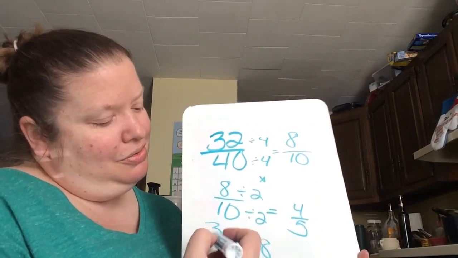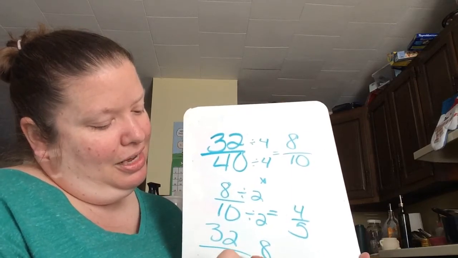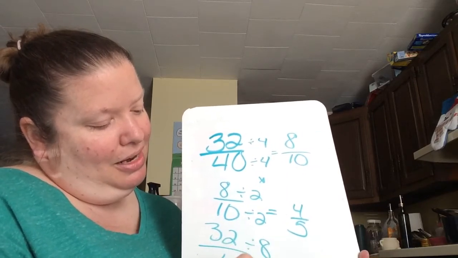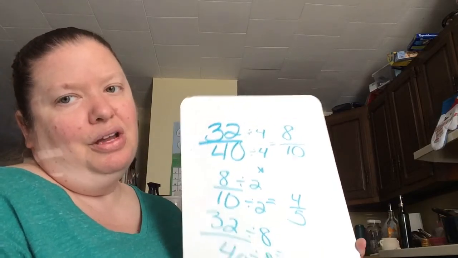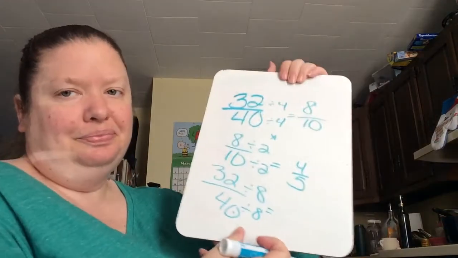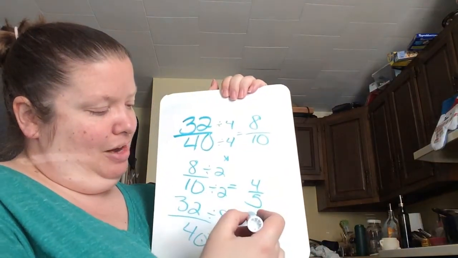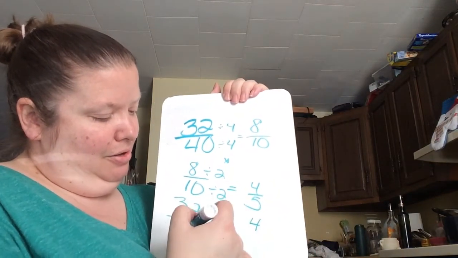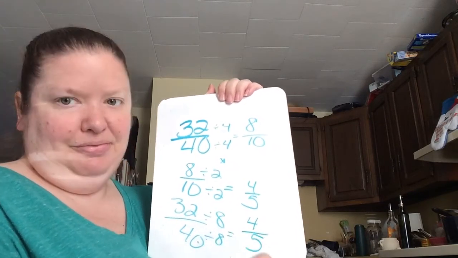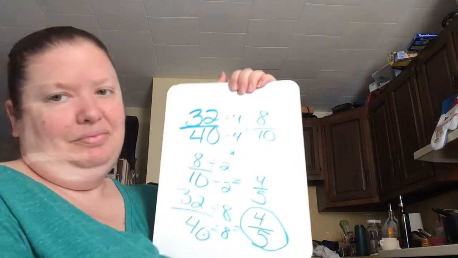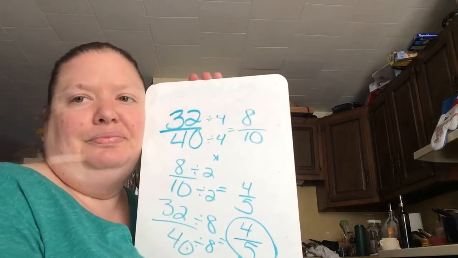So 32 over 40 divided by 8 on the top and the bottom, because remember, we always do the same thing to the numerator that we do to the denominator. 32 divided by 8 is 4. 40 divided by 8 is 5. So 4 fifths. Okay.